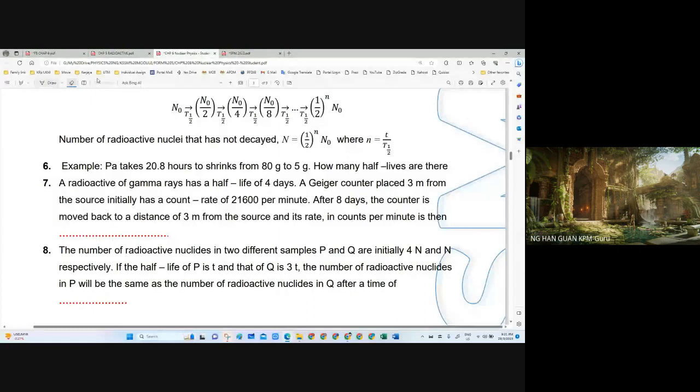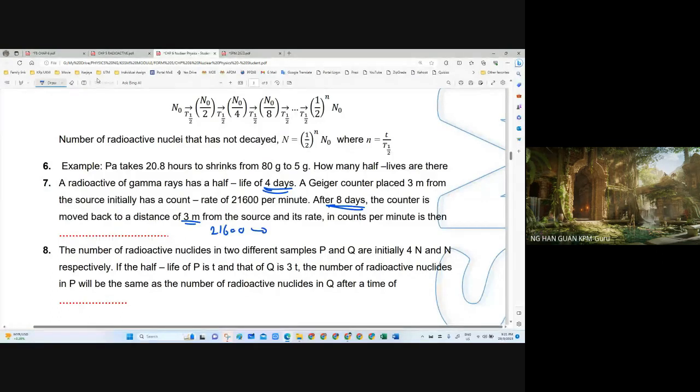Okay, so the next one, given the half-life is 4 days. The Geiger counter placed 3 meter from the source initially has a count rate of 21,600 per minute. After 8 days, since the half-life is 4 days, it means 2 half-lives. Later I will tell you why it mentioned the distance 3 meter away. So from the beginning, 21,600.